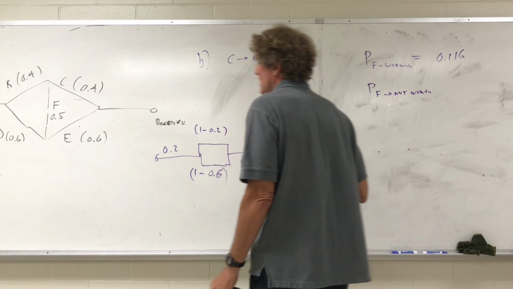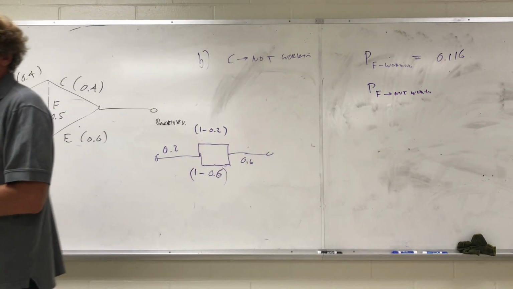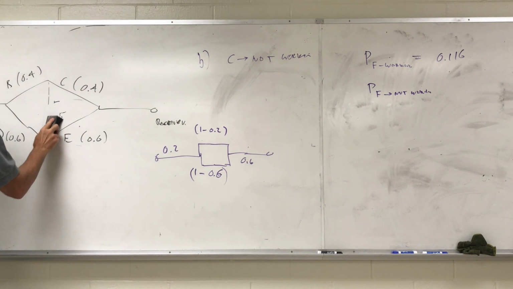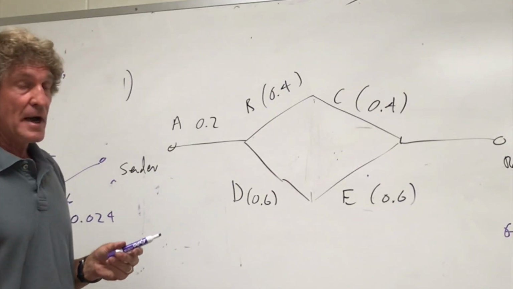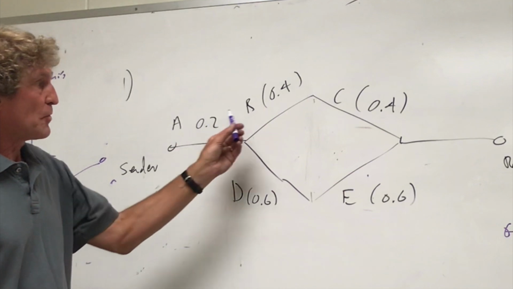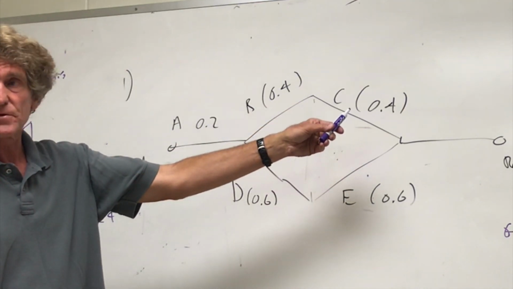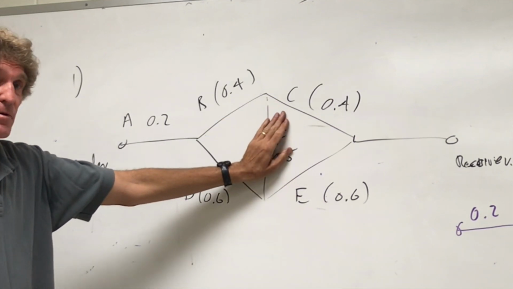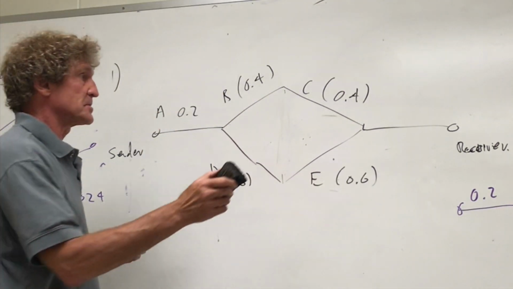So if it's not working, now I can go right here and do this one. We know F is 0.5. If it's not working, it's this, correct? All right, now I'm going to simplify this. That's 0.4 times 0.4 there. That's 0.4 squared. Do you agree with that? And then we find the probability of it working if F isn't working. So I'm going to just do that.